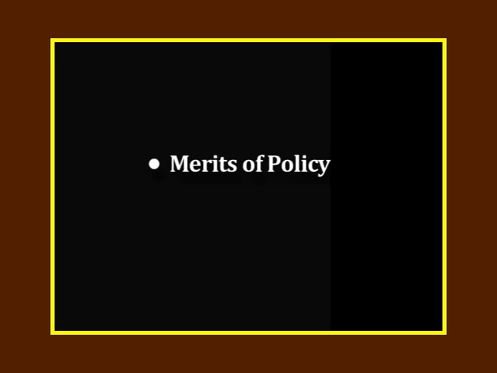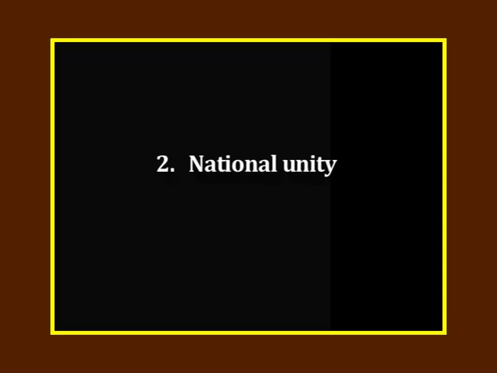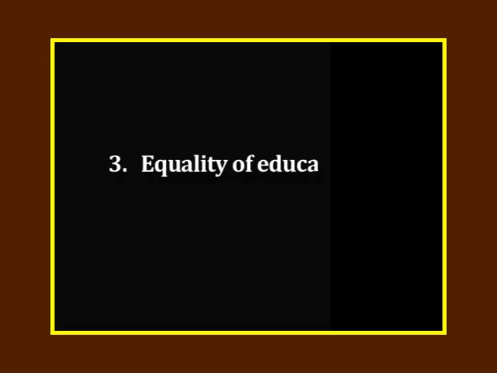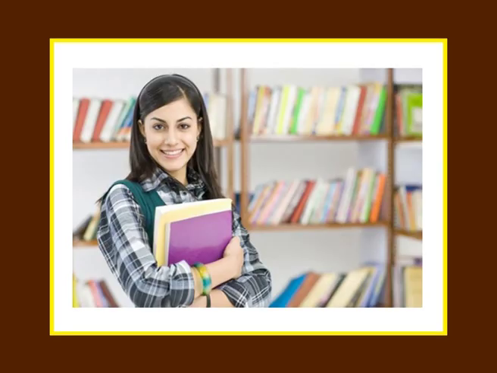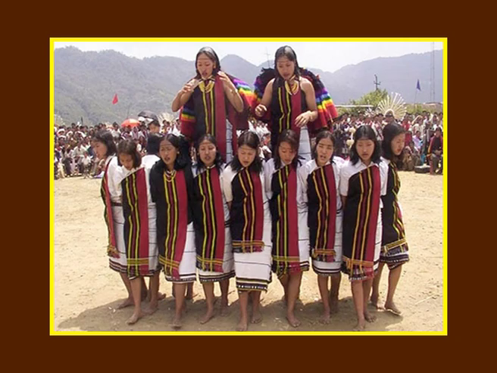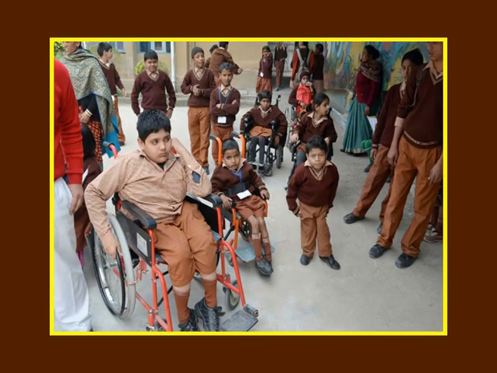Now we will discuss the merits of the policy. First, holistic man. The policy thinks in terms of the holistic man with commitment to higher values of life. Second merit, national unity. The policy intends to build a link between development and national unity through education. Third, equality of educational opportunities. The policy emphasizes equality of educational opportunity for women, scheduled castes and scheduled tribes, minorities and handicapped persons.